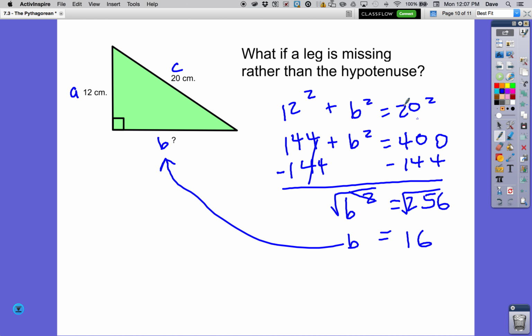All right, so take this understanding of the Pythagorean theorem, a squared plus b squared equals c squared, apply it to your assignment, and good luck.